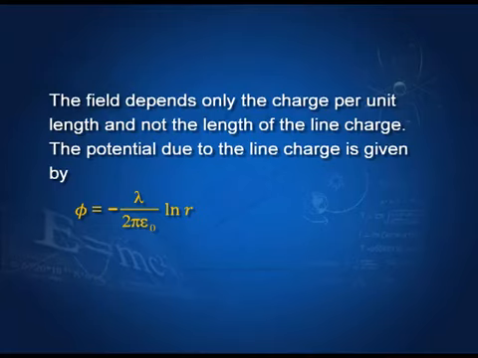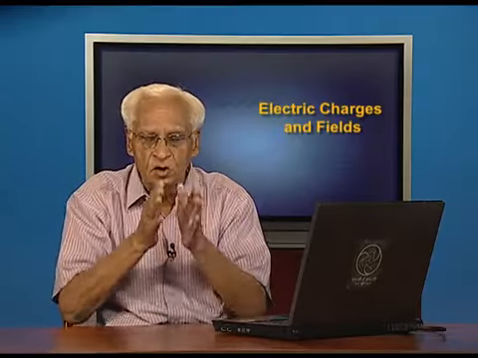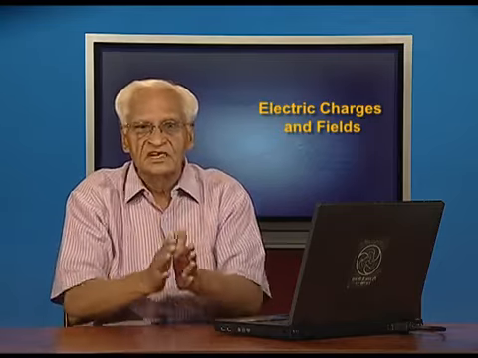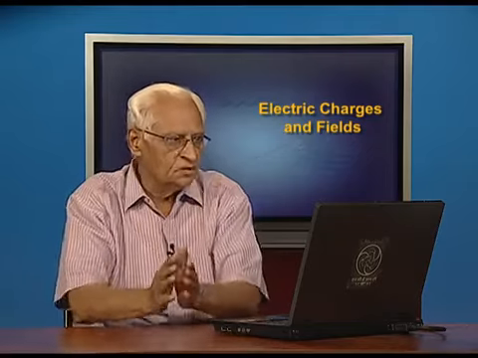So, therefore, the potential is minus lambda by 2 pi epsilon 0 log r, and you can verify that if I have this phi, then minus d phi by dr gives me the field lambda by 2 pi epsilon 0 times r. You see, these little consistencies are always better for checking the results. Physics does not brook any inconsistency. You must be consistent always.